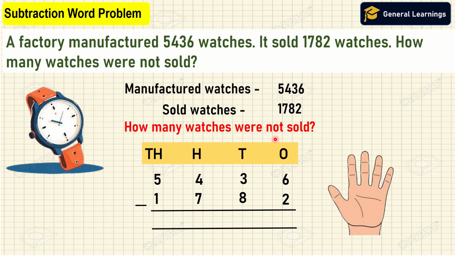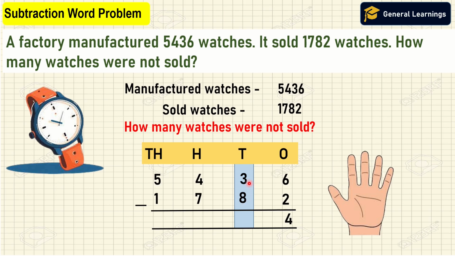Next, we are going to subtract the digit in the ones place, which is 6 minus 2. So we need to keep 6 on our mind. Then, before 6 is 5, 4. So, 6 minus 2 is 4. Next, we are going to subtract the digit in the tens place, which is 3 minus 8. So, 3 is less than 8, which is not possible to subtract.